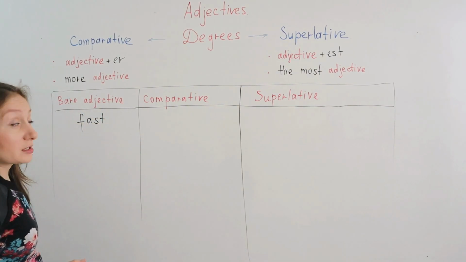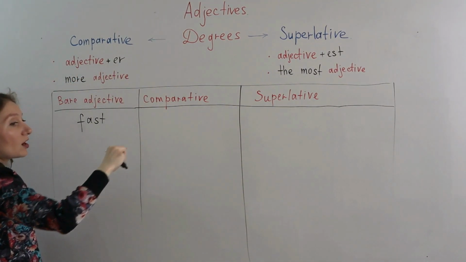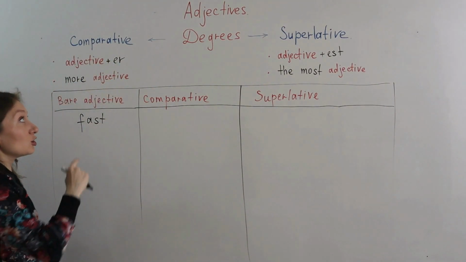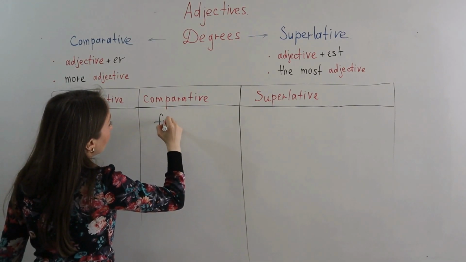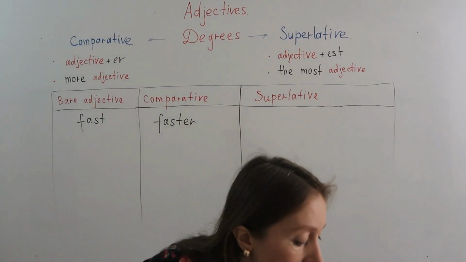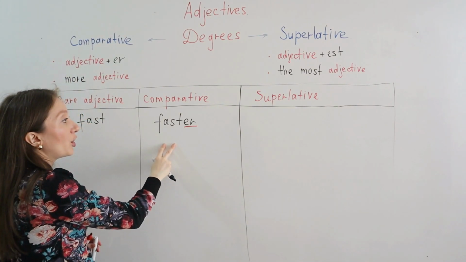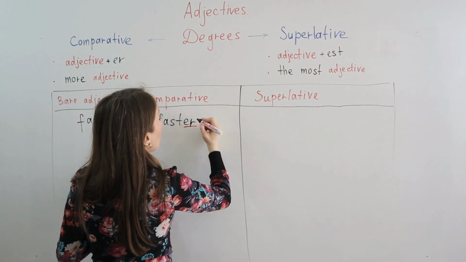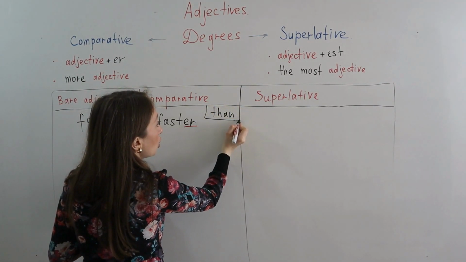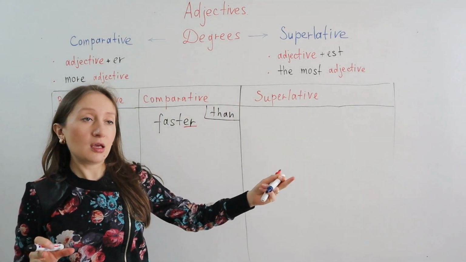So this is a simple adjective, and you see we will use this construction. So if you want to say that something is faster, right, you have to add er. So we have faster. So let me underline it for you, right? Plus, here we should use the word than. I will explain why. Than shows you with what you compare. So you compare something to something, right?